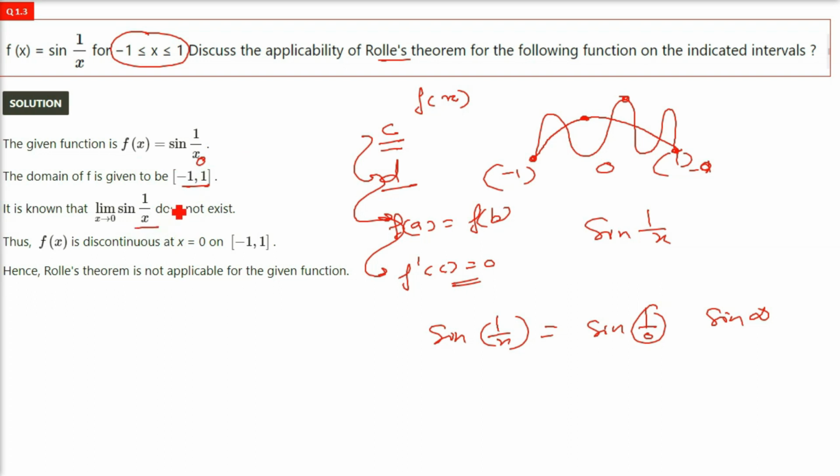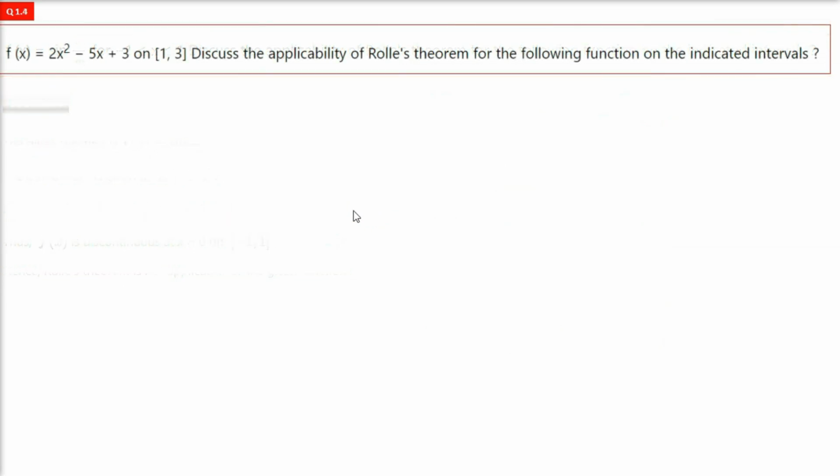First thing is -1 and 1 is your domain. You put x any value between -1 and 1. I have taken 0, sine 1 by 0 is sine infinite, undefined, so this is not an applicable Rolle's theorem scenario. Okay, now again we have not applied Rolle's theorem as of now. We are just checking the applicability of Rolle's theorem, right? Because first continuity, then differentiability, then the domain endpoint values should be equal. Then we apply Rolle's theorem.